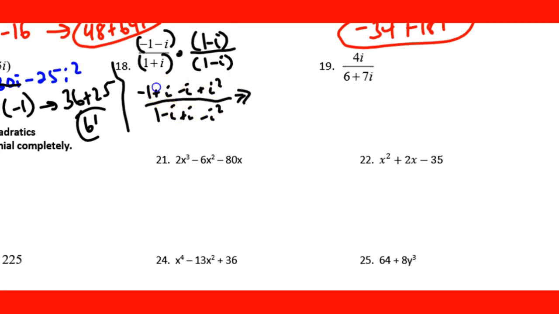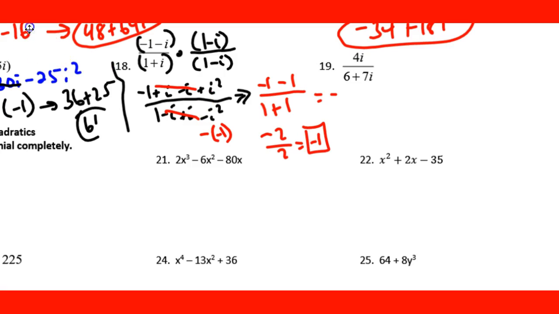See this positive i and this negative i? That's going to cancel. So I have negative 1, and then i squared is negative 1. At the bottom, you have 1, and then negative i and i cancel. And you have negative times i squared, which is negative 1, so that becomes positive 1. Now at the top, I have negative 1 minus 1, that's negative 2. And 1 plus 1 is 2. So negative 2 over 2 is going to be negative 1.